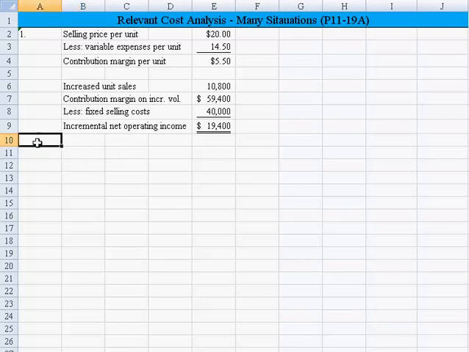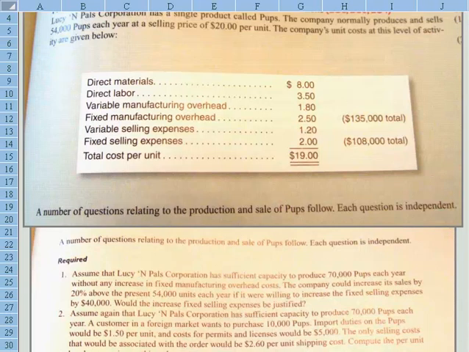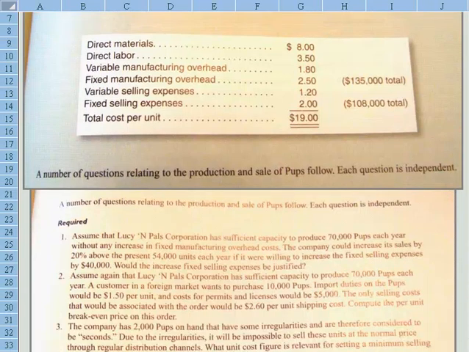Okay, now let's take a look at number two. We'll slide over here so we can see it. Number 2 says, assume again that Lucy and Pals Corporation has sufficient capacity to produce 70,000 pups each year. A customer in a foreign market wants to purchase 10,000 pups. Import duty on the pups would be $1.50 per unit, and cost for permits and license comes to $5,000. The only selling cost that would be associated with this order would be $2.60 per unit shipping.